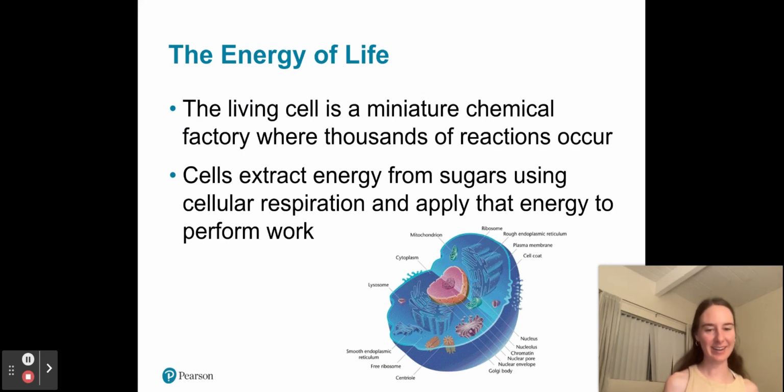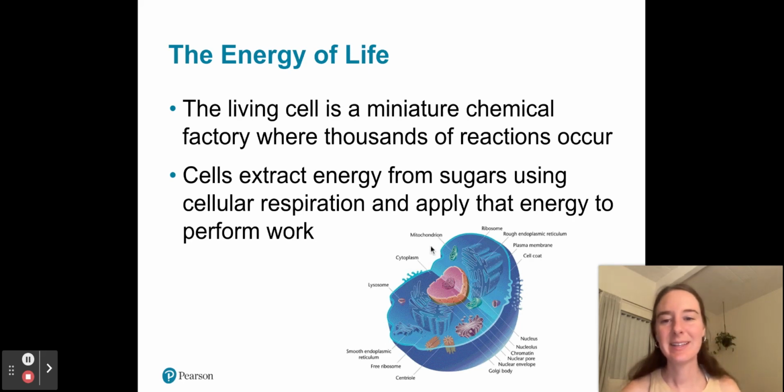Why does life need energy? Well, we know that in order to be defined as living, you must be made up of cells. And if we dive into the cell, this was our last unit, we know that the cell is like a mini chemical factory with all these little machines and different workers where thousands of reactions are occurring. And what is a reaction?